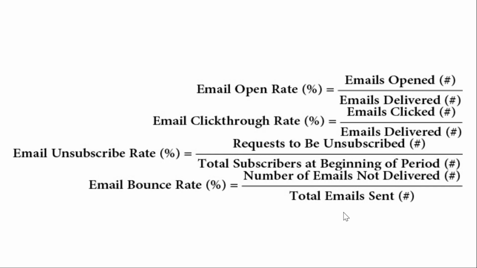Okay. And then there's email bounce rate. This is a little different than the website bounce rate. This basically has to do with the number of emails that didn't get delivered. They gave a bad email address, or their mailbox is full, and so in other words, the email didn't get to the person. Okay, that's called email bounce rate.